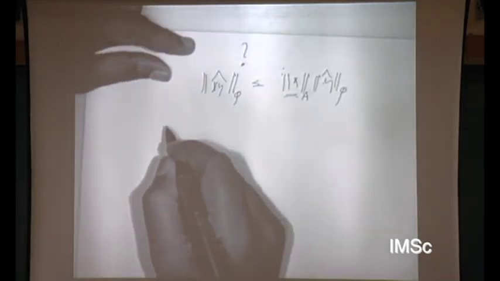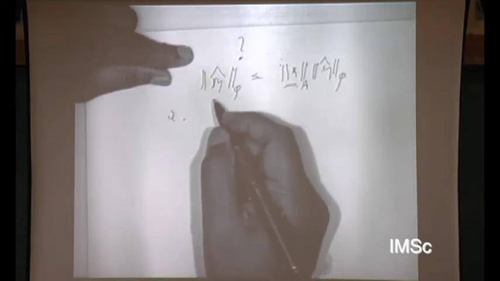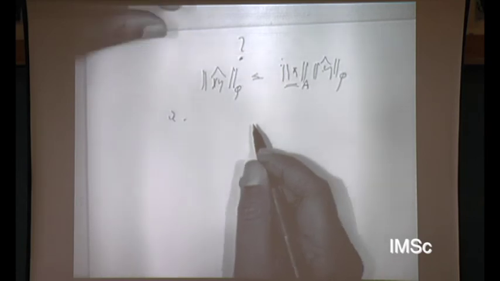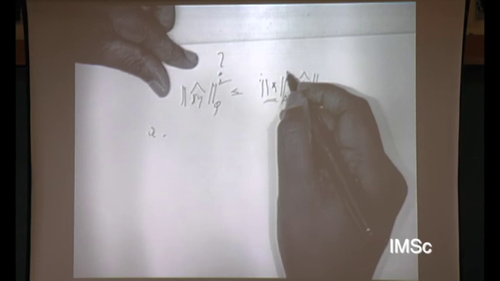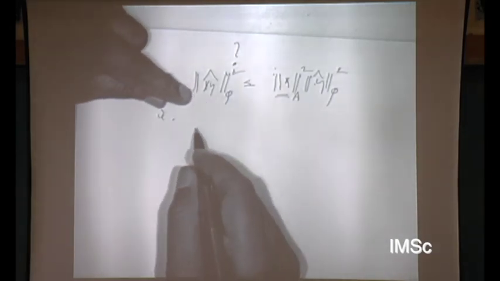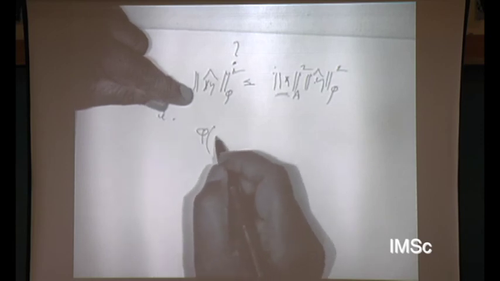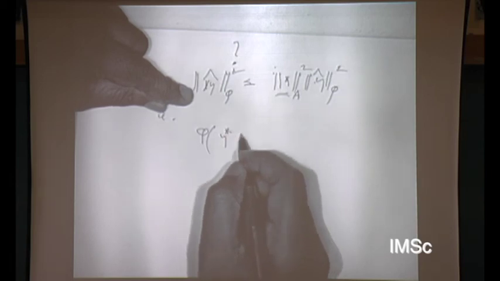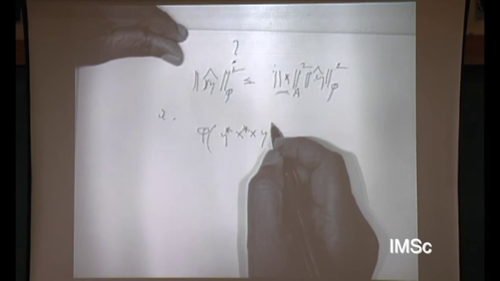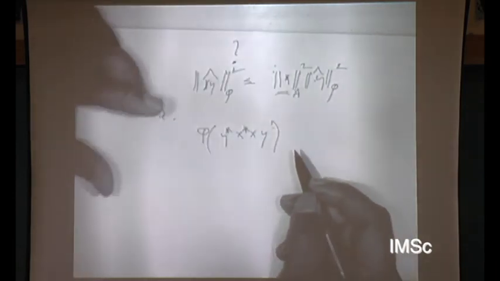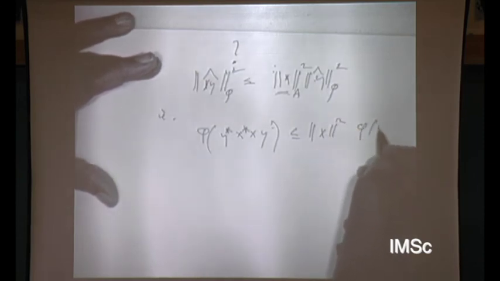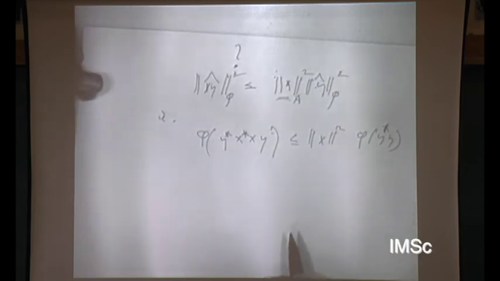What does that mean? Let's spell it out. You don't know how to compute just the norm in Hilbert space, you only know how to compute the norm squared. What is the norm squared of this thing? So we want to prove this. The left side is going to be phi of y star x star xy. You want to prove it is less than or equal to the norm of x squared times phi of y star y. This is what you want to prove.